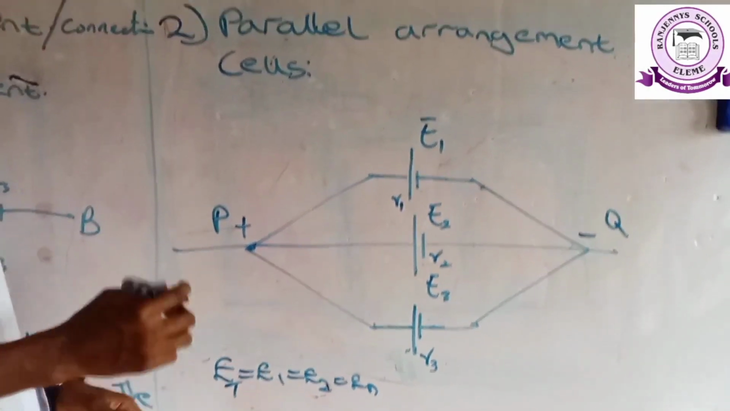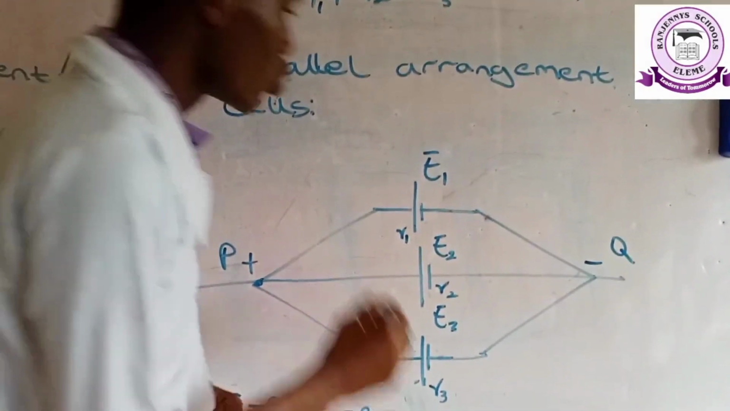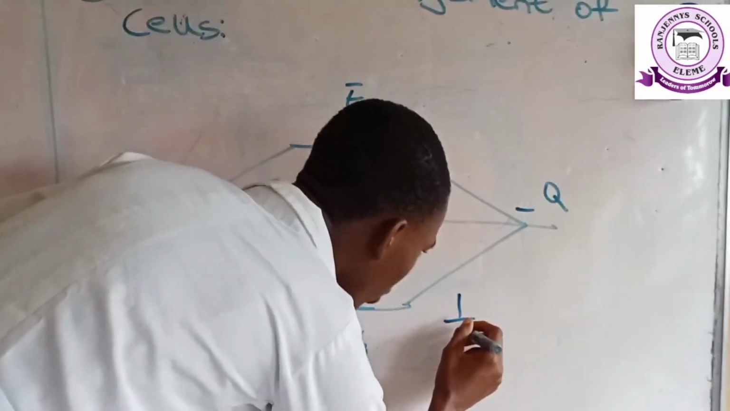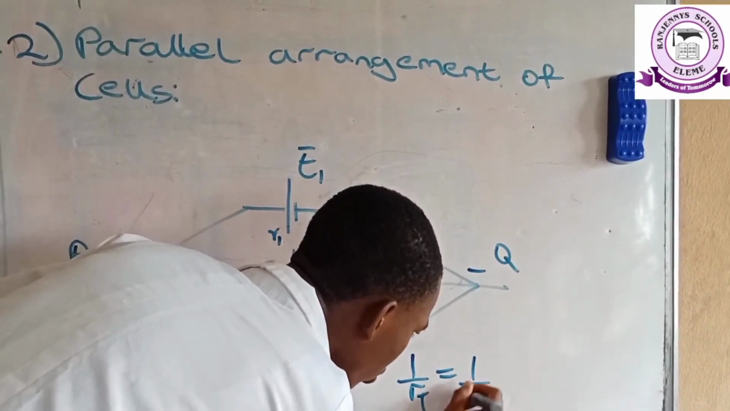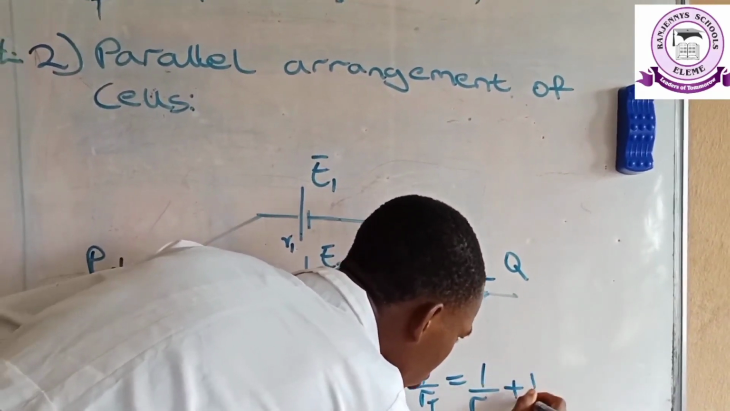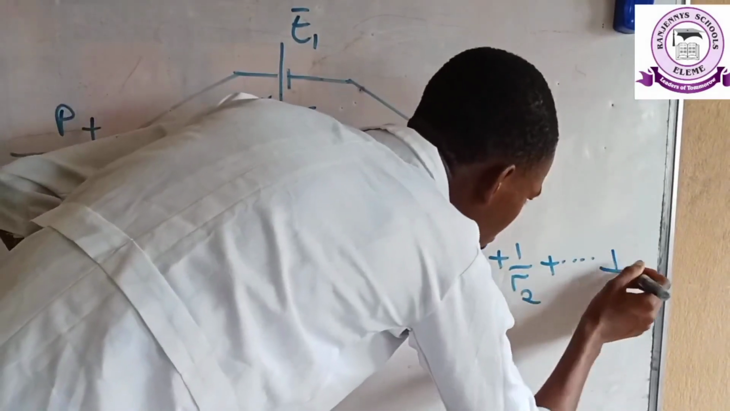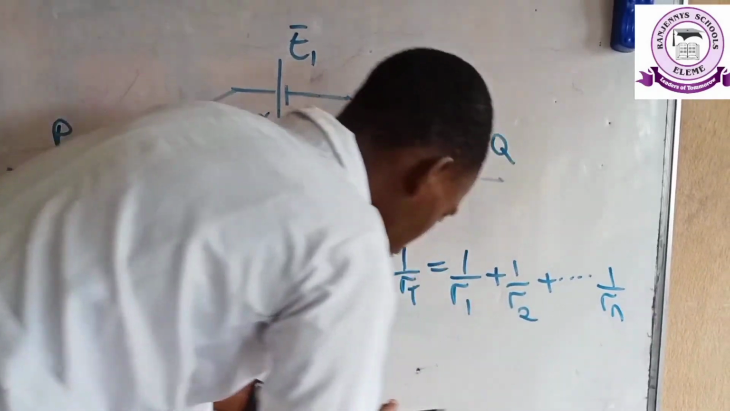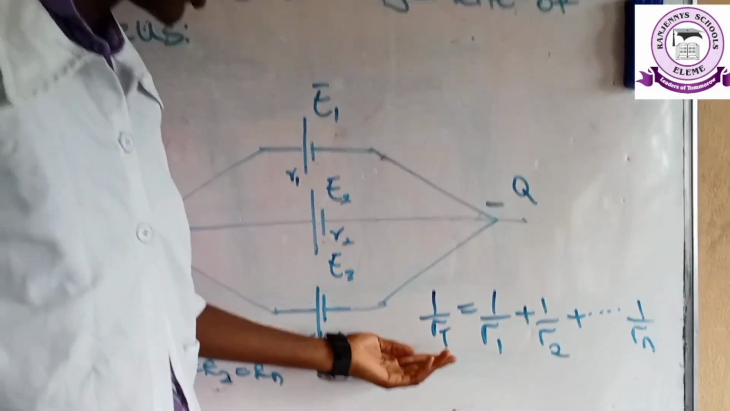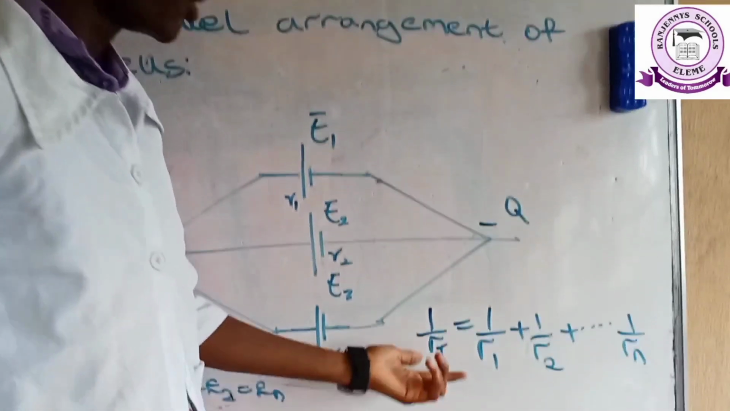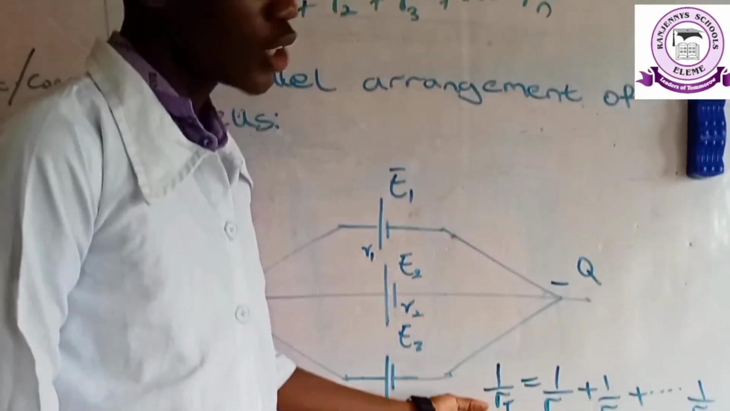We have the total internal resistance for parallel arrangement to be equal to... Having known this, to find our total internal resistance, we take the LCM and make the total internal resistance the subject of the formula.